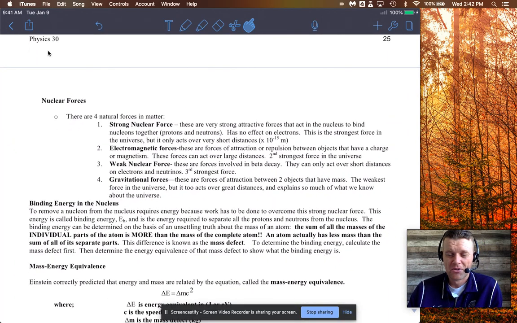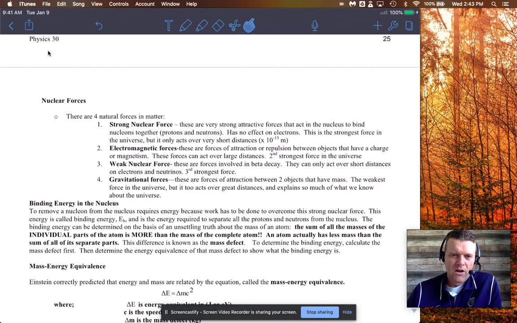Now here's where it starts to get a little technical. If you want to remove a nucleon from the nucleus, we've got my little nucleus here, that's going to take energy. It has to be enough energy to overcome this strong nuclear force that's trying to hold it together. We call this energy binding energy, and it's a little misleading because it's really the nuclear force that's holding it together. But anyway, just bear with me here.